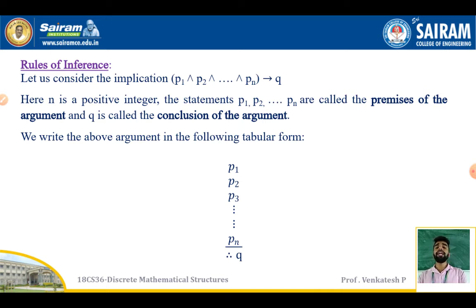For that, let me consider the implication P1 and P2 and so on up to Pn, which leads to the new proposition Q. Here n is a positive integer and the statements P1, P2, etc. Pn are called premises of the argument. And Q is called the conclusion of the argument. After adding all these premises, we get the conclusion Q. We can rewrite the above argument in the following tabular form: P1, P2, P3, etc. Pn, and the conclusion will be Q.